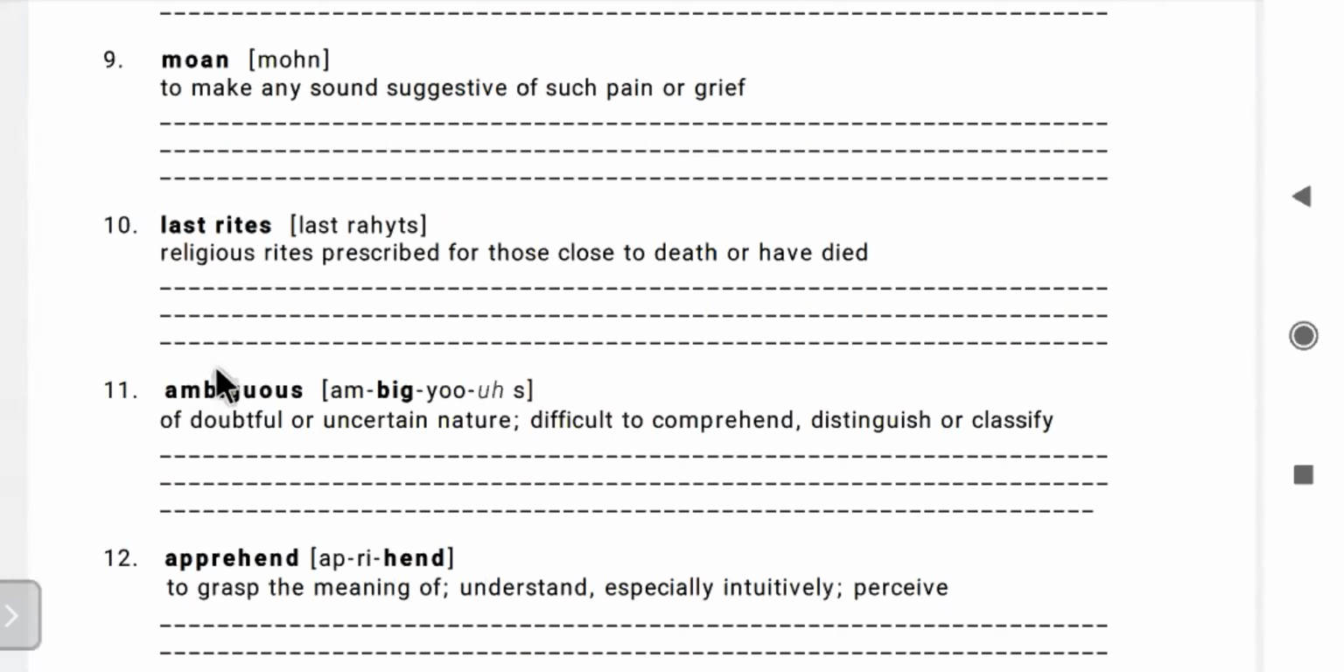Let's look at the next one. Ambiguous. Pronunciation again, clear.